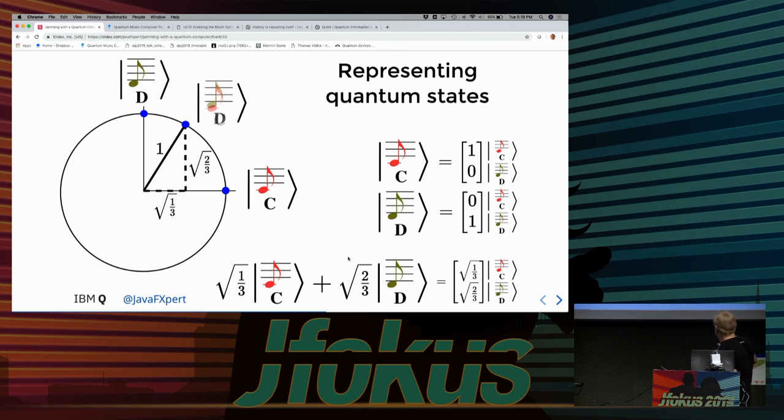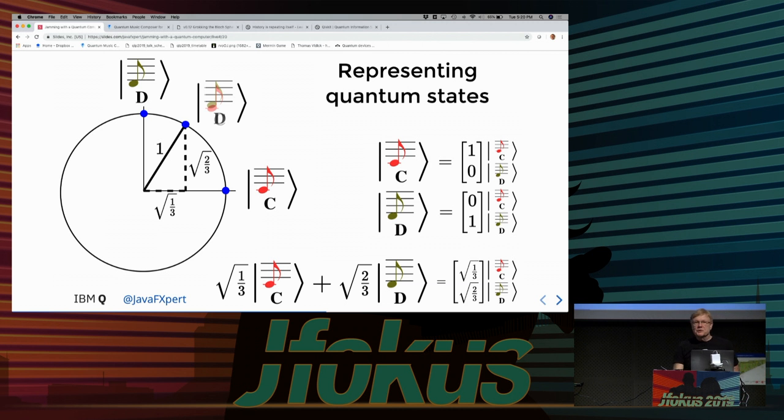We represent that as the root of 1/3 C and the root of 2/3 D. The reason we're doing that is the length, the amplitude there, is root of 1/3, and the height is root of 2/3. You could also use Dirac notation here, where we put the coefficient in front: root of 1/3 C plus root of 2/3 D. That simply means root of 1/3 amplitude in the C direction, and the plus means we're going up in the vector space, so root of 2/3 D, and that's where that is.